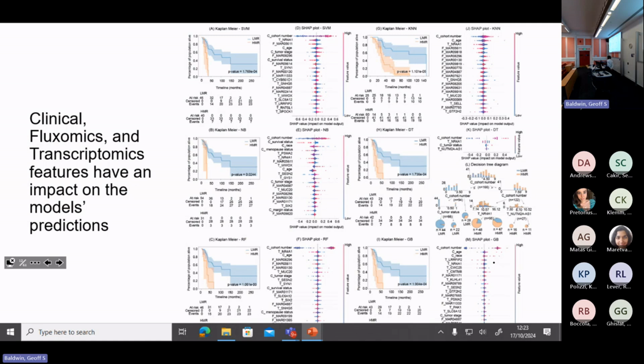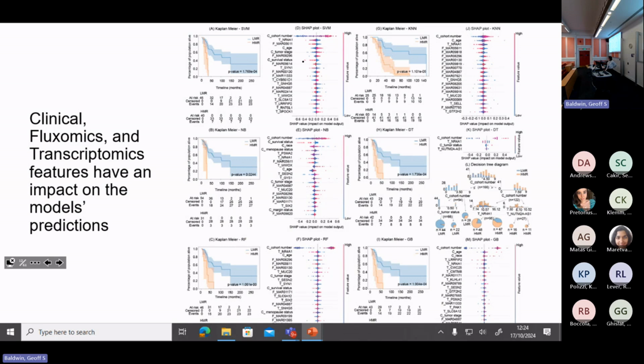This is what we got actually when we ran SHAP analysis. For those of you who are not familiar with SHAP, it's just a quick test that you can run on your model to check which features are having an impact on your prediction. So in this case, we were integrating clinical, fluxomics and transcriptomics, and we were asking, okay, tell me which features are important.